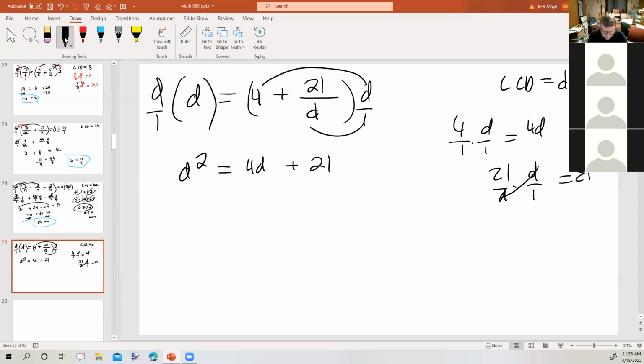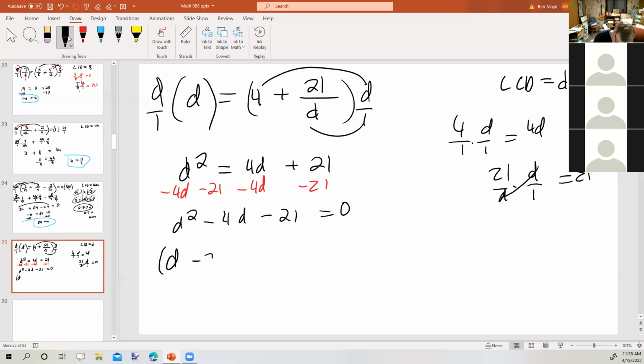So we get that. Now, this is a second degree equation. So let's move everything to the left so that we have a leading coefficient that's positive. So I've got d squared minus 4d minus 21 equals 0. Okay. That's going to factor into d minus 7, d plus 3.